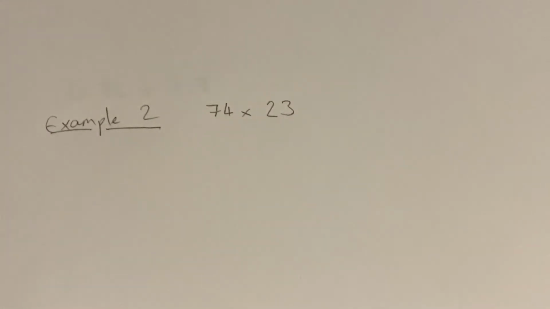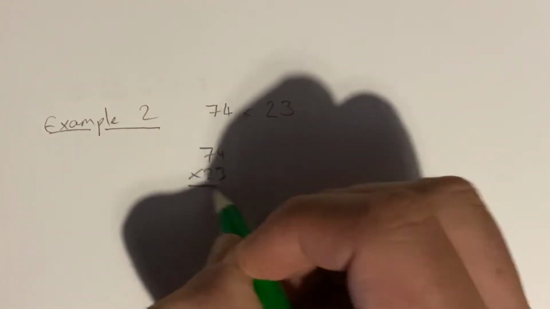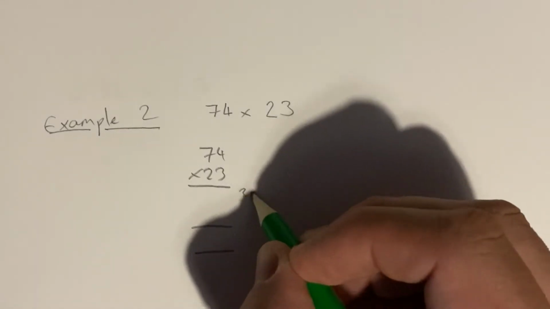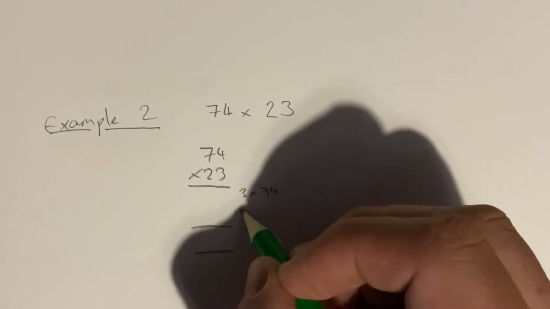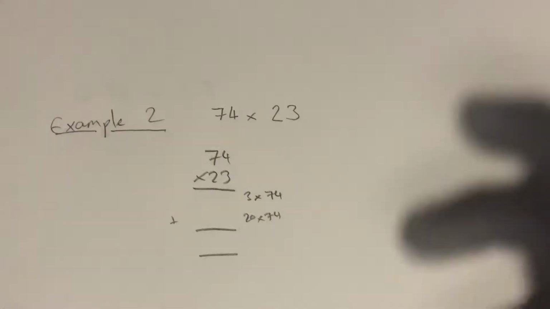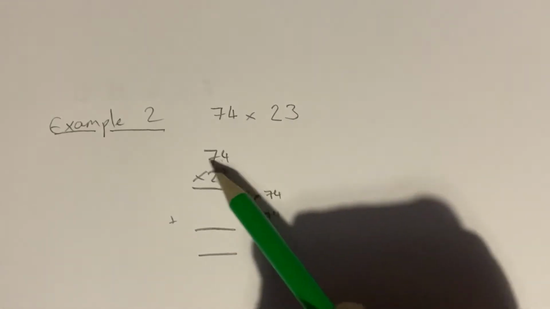So we move on to a slightly harder example. Again, some of you of the old generations might look at this and go, right, that's 74 times 23. Do a big long multiplication sum like so. The first row would be 3 times 74. The second row would be 20 times 74. And then you add the two values together at the end. Again, the issue is that you're going to have floating numbers all over the place when you start carrying things.